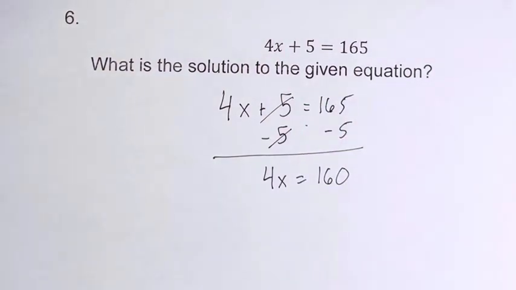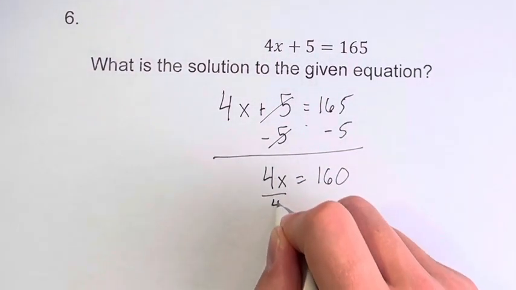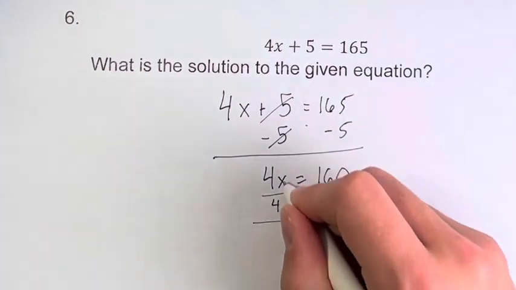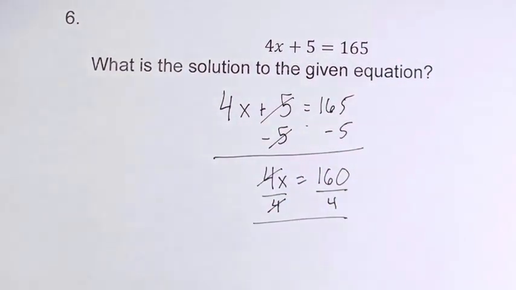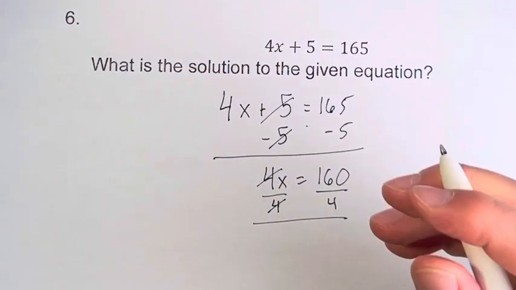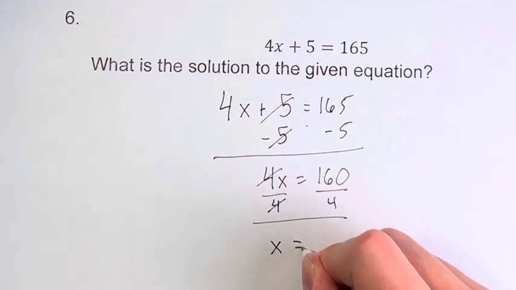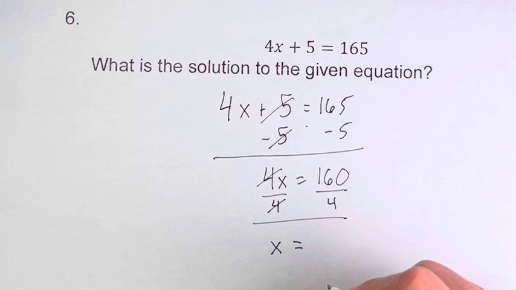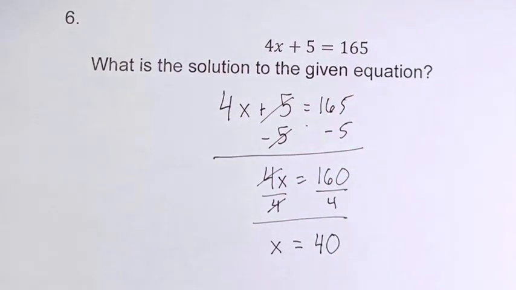Again, we want to get x on its own, so dividing by 4 on both sides keeps everything equal, but 4 divided by 4 is just 1, so we have 1x, or just x. x is equal to 160 divided by 4, which is 40. Therefore, the solution to the given equation, the value of x, we now know is 40.